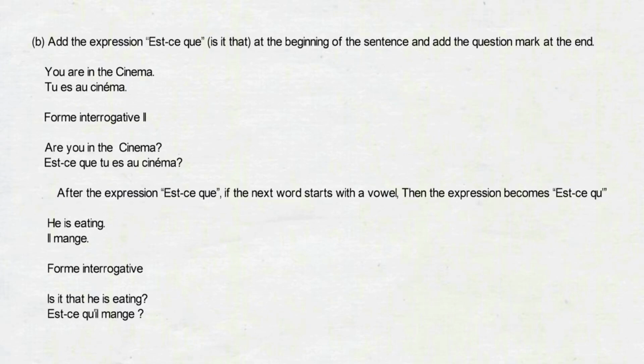Now we have one more thing. After the expression est-ce que, if the next word starts with a vowel, vowels are A, E, I, O, U, Y and H, H is a semi-vowel, then the expression becomes est-ce qu'. We delete the E. So it will be est-ce qu'il mange. Here we can see est-ce, qu, then apostrophe il. So we joined the two words que and il, because que ends with e and then we have il, so we deleted the e and put an apostrophe. So est-ce qu'il mange.